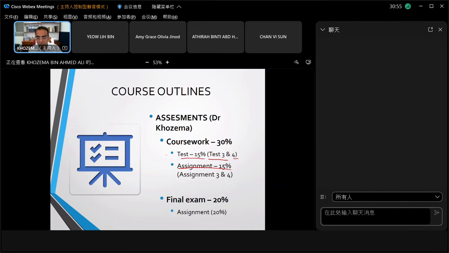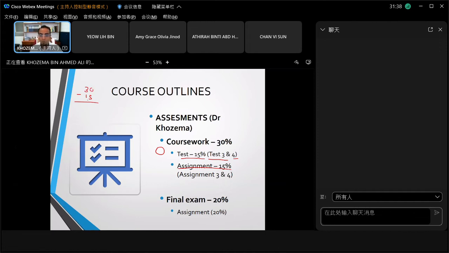For example, let's say there was only one test and one assignment, and you did not do well in your test. Let's say you were sick on that day, or you were having some problem, family issues, or whatever it is, and you were unable to perform in your test. So let's say you get 0 here. 0 meaning that you have lost 15%. Sorry, not 15, let's say 30%, right? 30%, because my coursework is only 30%.